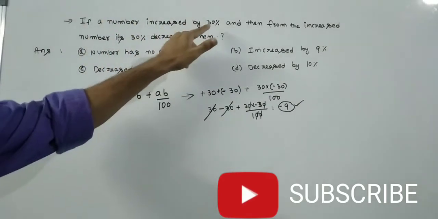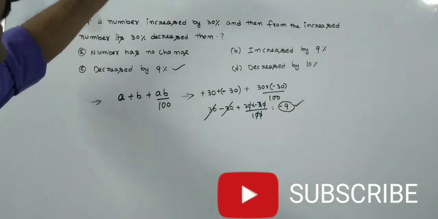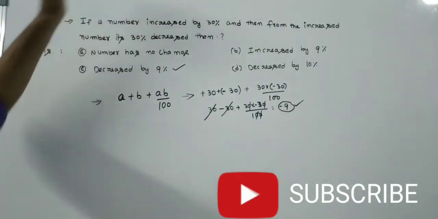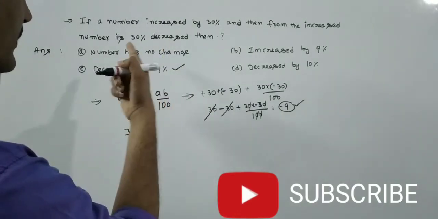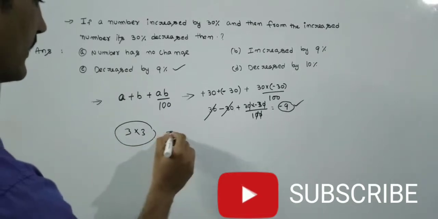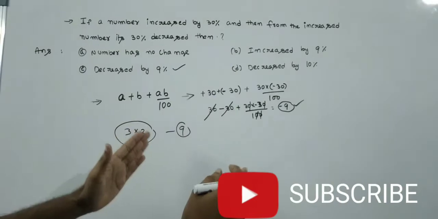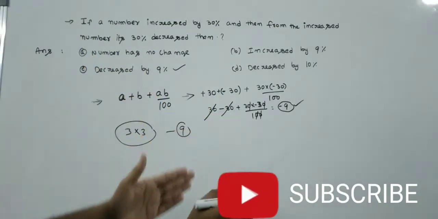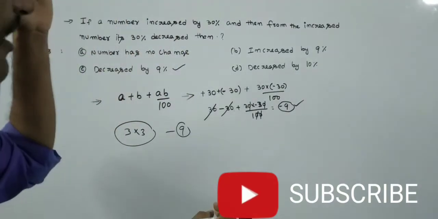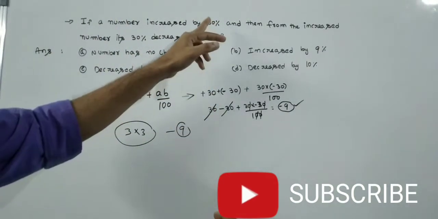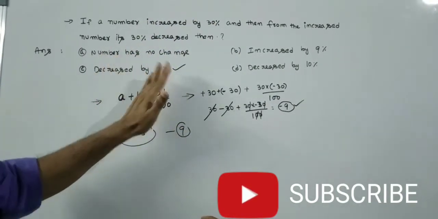Whenever a number is increased by 30% and the same increased number is decreased by the same percentage, then straight away we will get this: 3 into 3. Here 30%, 30%, it is 9. In this type of problem, the final number is always less than the original number. It is always the decreased percentage only: 3 into 3, 9, so 9% less, decreased by 9%.